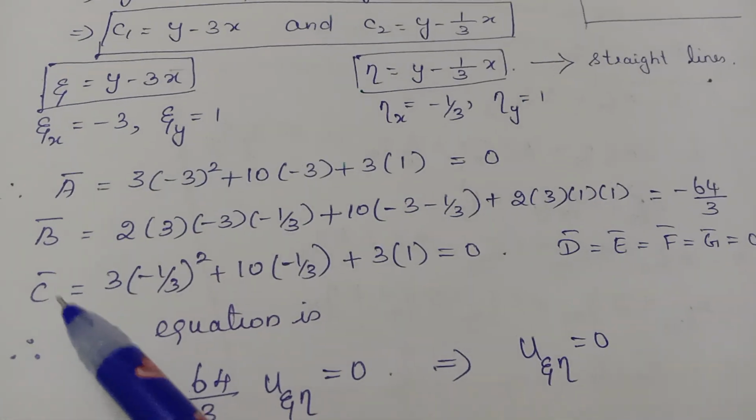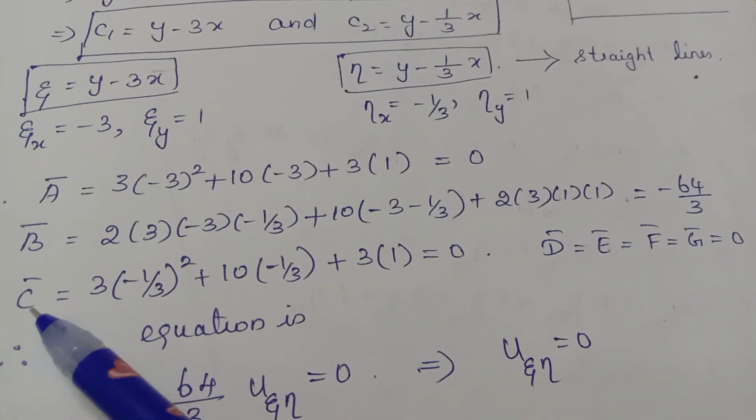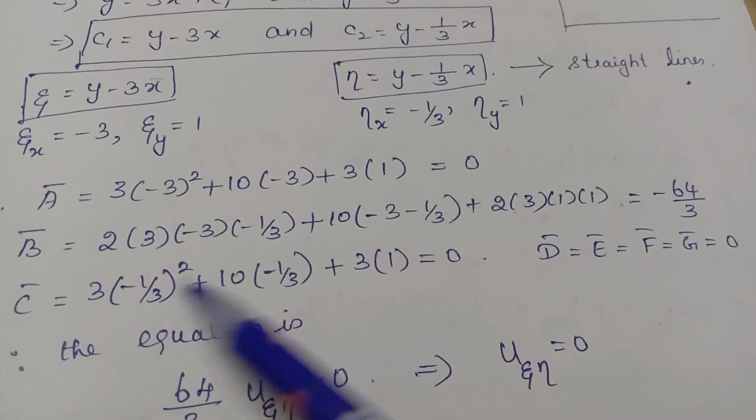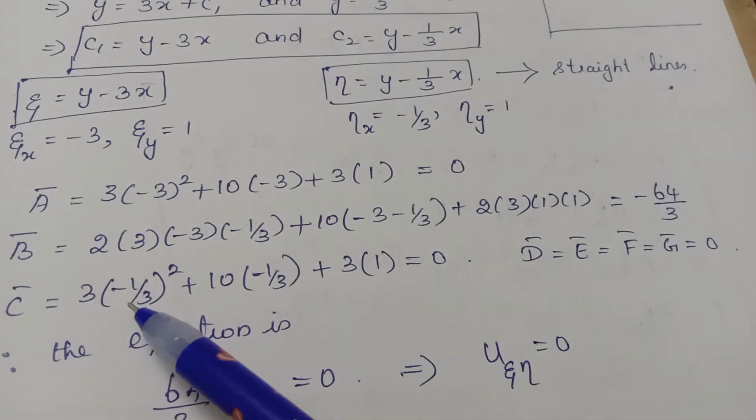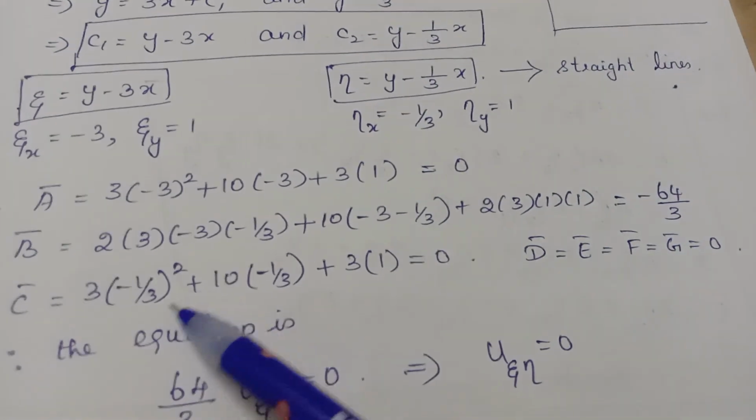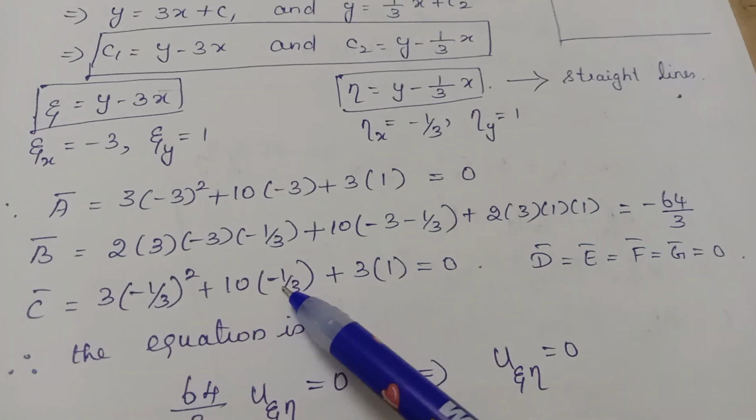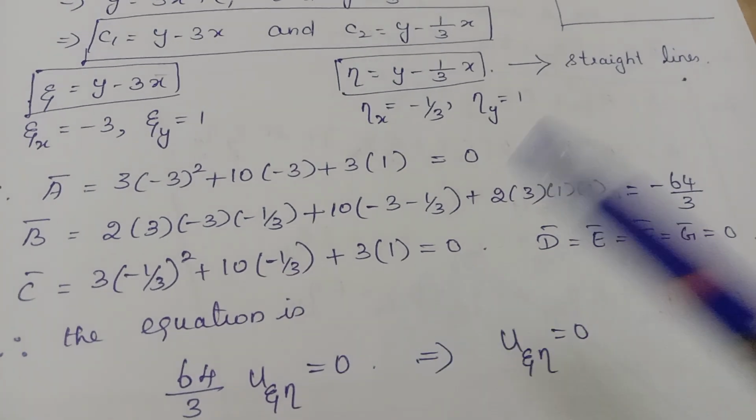Next let me write C bar, then I will go to B bar. C bar is the same thing. Write the coefficients A, B, C. Okay, next you write eta x square here, eta y square here, here eta x into eta y. Okay, this is also 0.